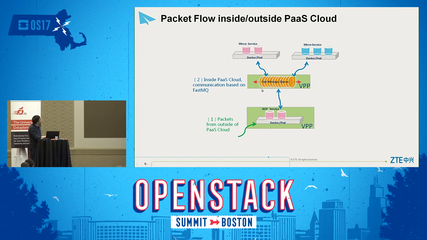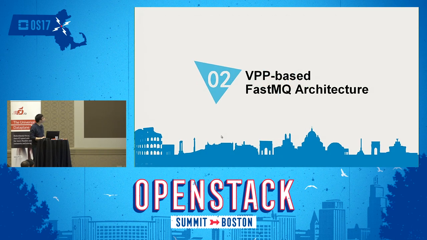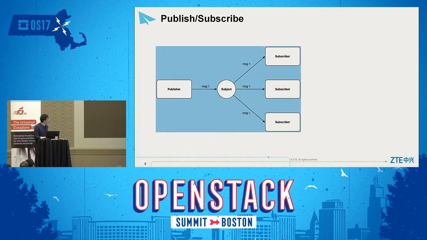All the traffic is through the VPP-based message queues. After the process in the microservice, finally the packet will be transferred out of the cloud through the NOF service. Let's have a further look at the VPP-based fastMQ architecture. It is based on VPP. First, let's talk about the publish and subscribe pattern.